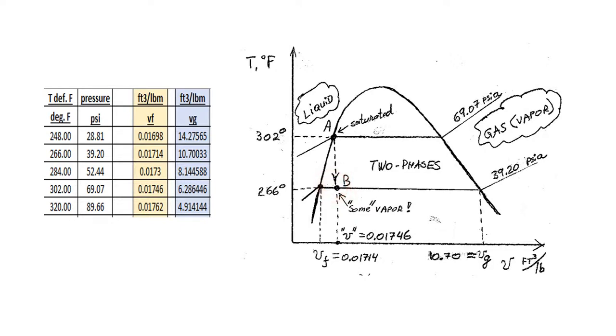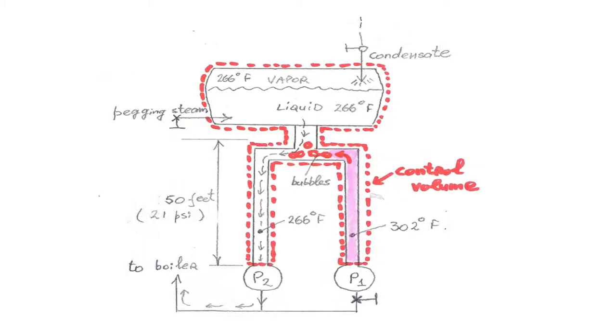By mass, by the volume, it could be quite substantial. Or look at the table: 302 degrees, 69 psi, 266, 39 psi. The specific volume of liquid is relatively small. The specific volume of vapor is thousands of times greater, and that is what makes the volume of vapor substantial, and it goes to the suction of the pump.